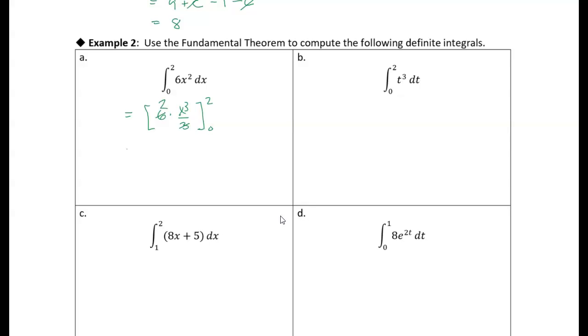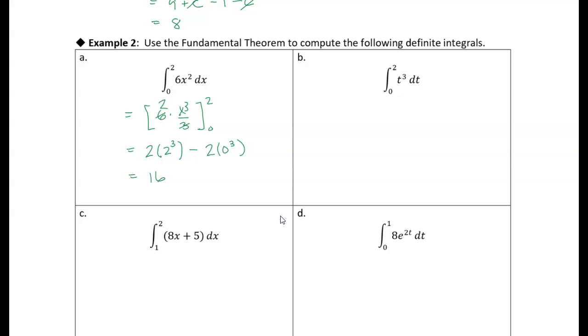Okay, so now let's evaluate this antiderivative at the upper limit. So 2 times 2 cubed. I'm just plugging in 2 for x. And then minus 2 times 0 cubed. Okay, and then when we evaluate that, this second term is just 0. And so we end up with 2 times 8, which is 16. Okay, that's all there is to it.